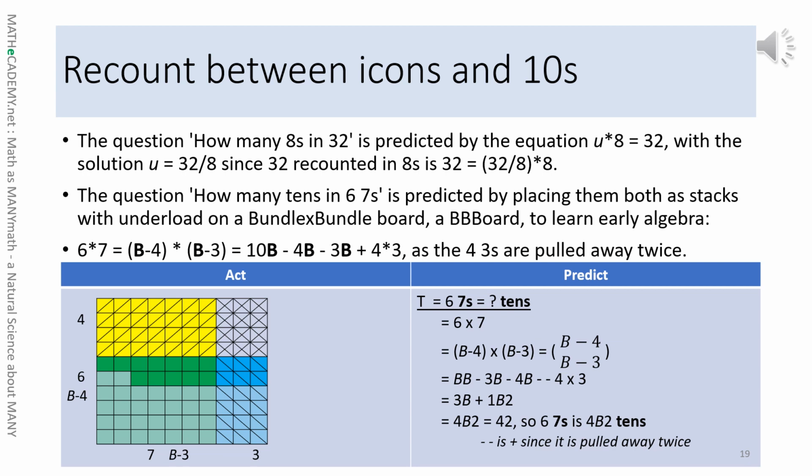The question how many 10s in 6 7s is predicted by placing them as a stack on a bundle board, a BB board, to learn early algebra. 6 times 7 equals b plus 4, times b minus 3, which equals 10b minus 4b minus 3b plus 4 times 3, as the 4 3's are pulled away twice.